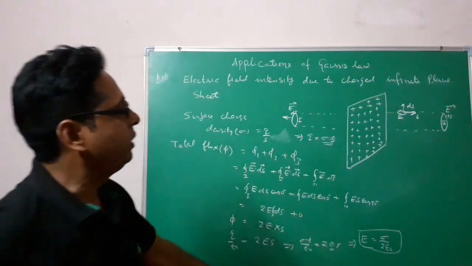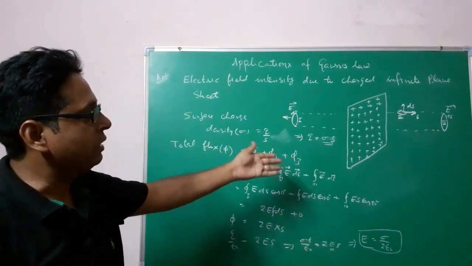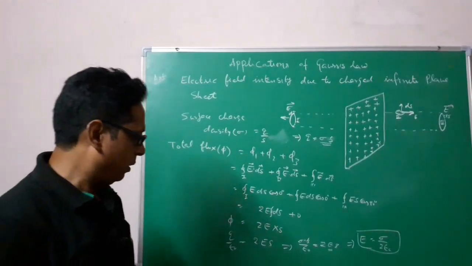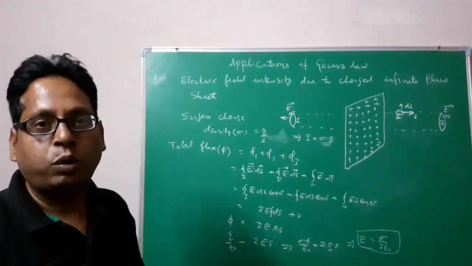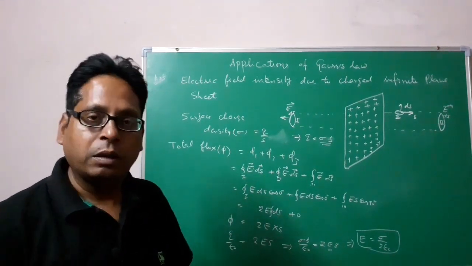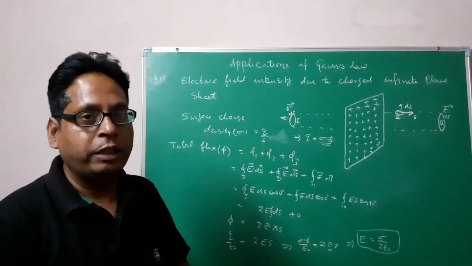So students, this is the electric field intensity for an infinite sheet. Still, we have 1 or 2 derivations in Gauss's law. Those will be done in the next video.